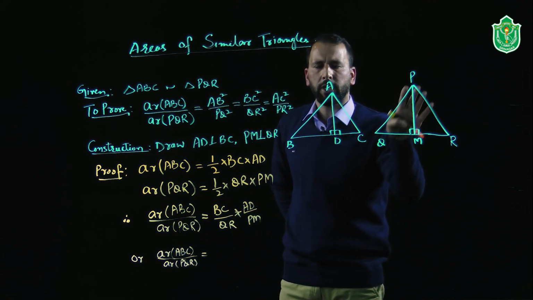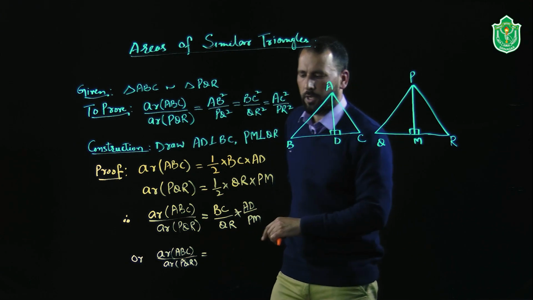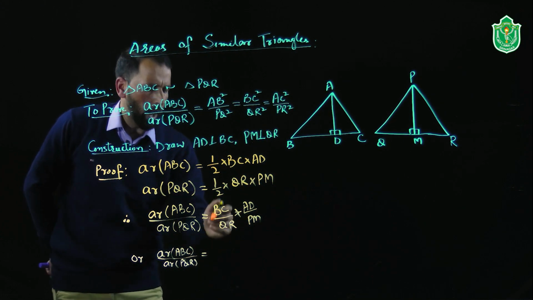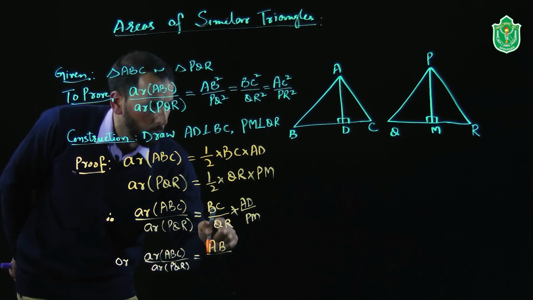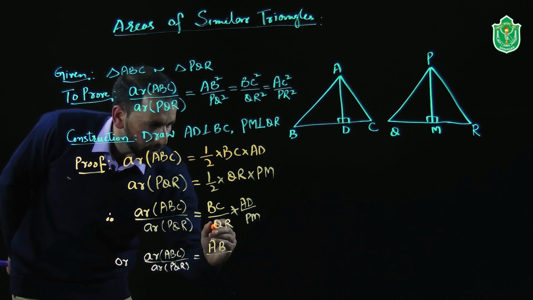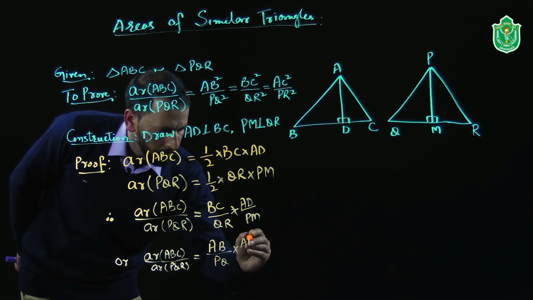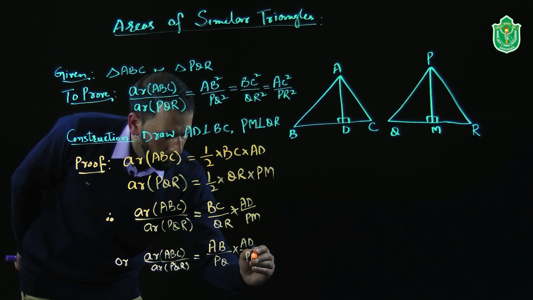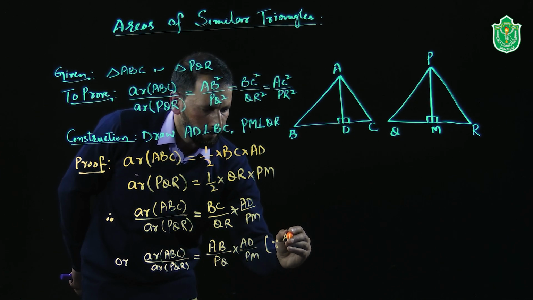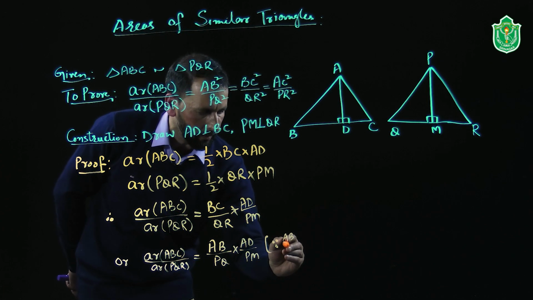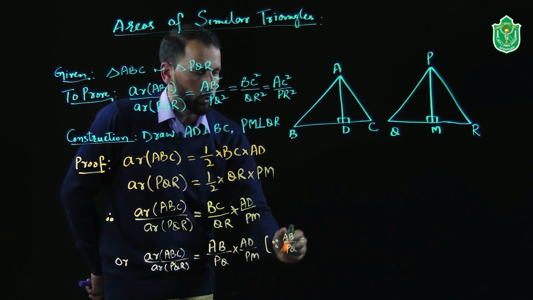Because the given condition is that the two triangles are similar, their corresponding sides are proportional to each other. We can write BC by QR, or we can replace this BC by QR with AB upon PQ into AD by PM. The reason is that AB is proportional to PQ. Why are they proportional? Because the two triangles given are similar to each other.